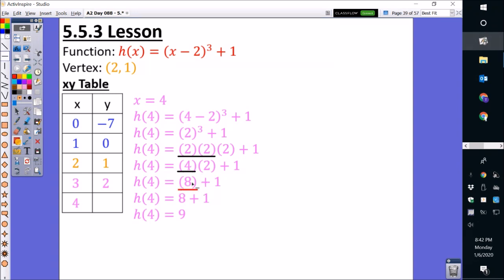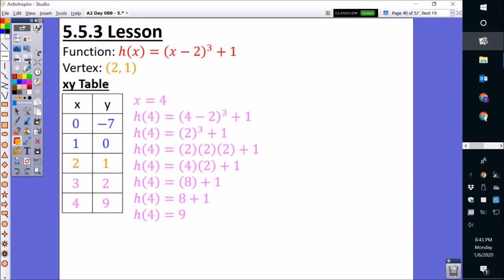Again, I kept it in parentheses for the 8 in case I have something that I'm going to have to distribute with a number or a negative sign. In this case, I don't have to. So I'm going to let go of the parentheses, bring down the number inside, so the 8. Bring down the plus 1, so 8 plus 1 is 9. So 9 is the y value for x equals 4.